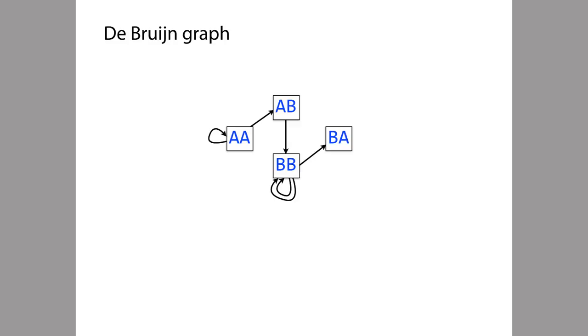So here's a question. Let's say I hadn't shown you the genome sequence, and all I showed you was this de Bruijn graph, which was built over the genome's 3-mers. Could you then reconstruct the sequence of the original genome from this graph? Just think about that for a few moments. It turns out the answer is yes.